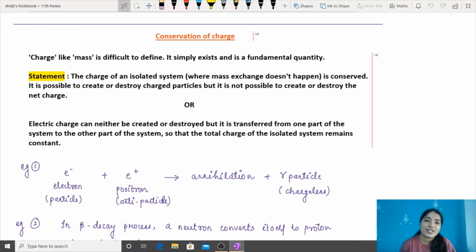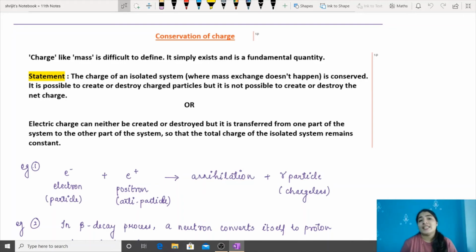Now, what is a charge? Like mass, charge is also a fundamental quantity. How do we define mass? It just exists. It is a little difficult to precisely define mass. So is true with the charge. Charge exists. Okay. Remember, it is a fundamental quantity.